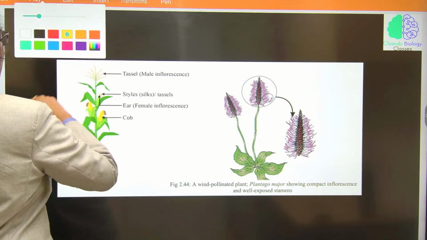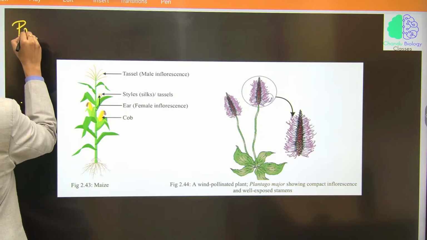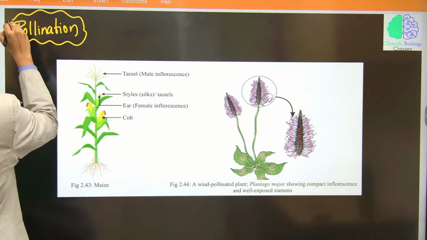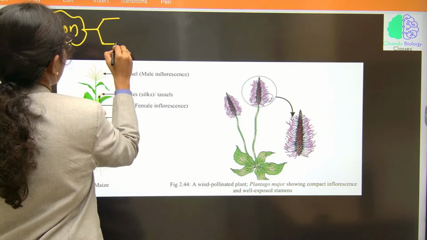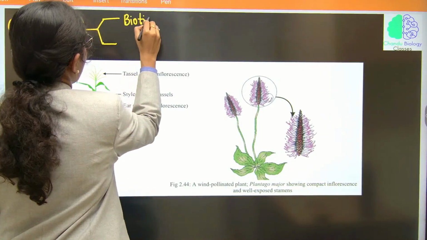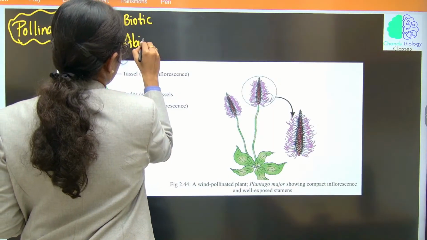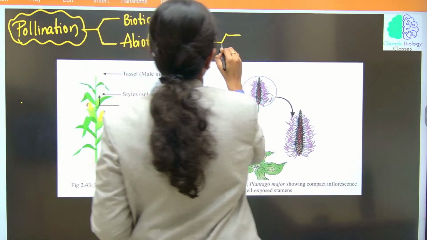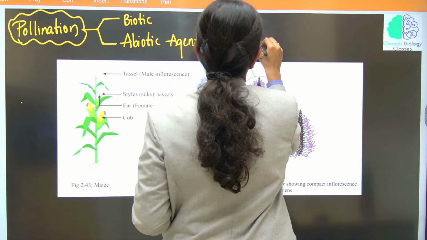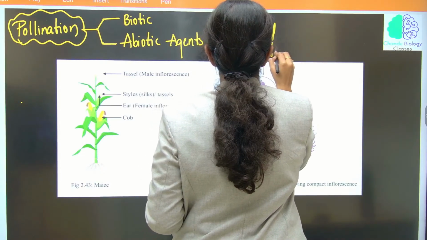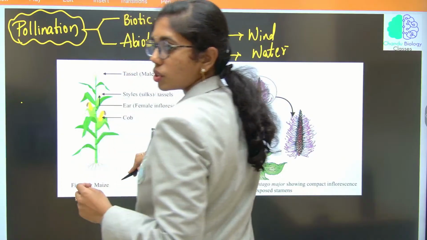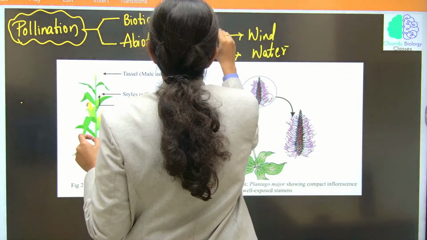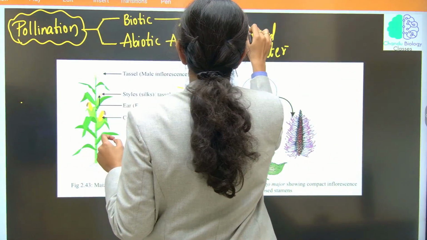Here we go with pollination, both biotic and abiotic agents. Among abiotic agents, we are learning about both wind pollination and water pollination. Wind and water. Biotic pollinating agents, we have n number of them, but the most important, dominant biotic pollinating agent is insects.